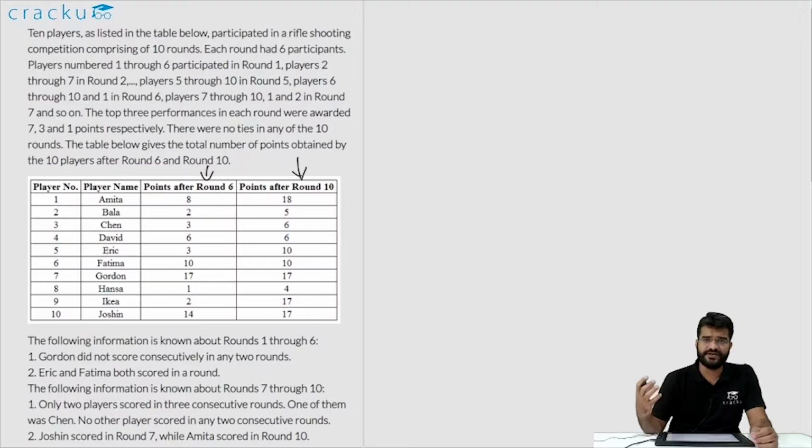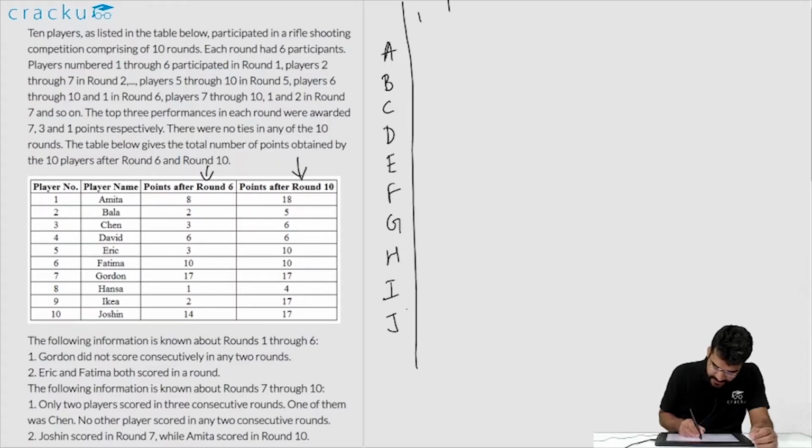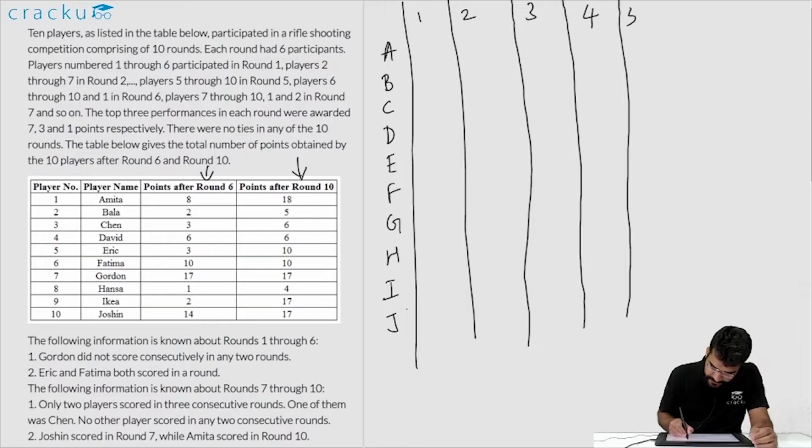So let us try to put the information that is given in a table and then see what is missing. First, there are 10 participants: A, B, C, D, E, F, G, H, I and J. Now let us assume that these are the scores in each of the rounds. Round 1, round 2, round 3, round 4, round 5, round 6, and this is the total after round 6.